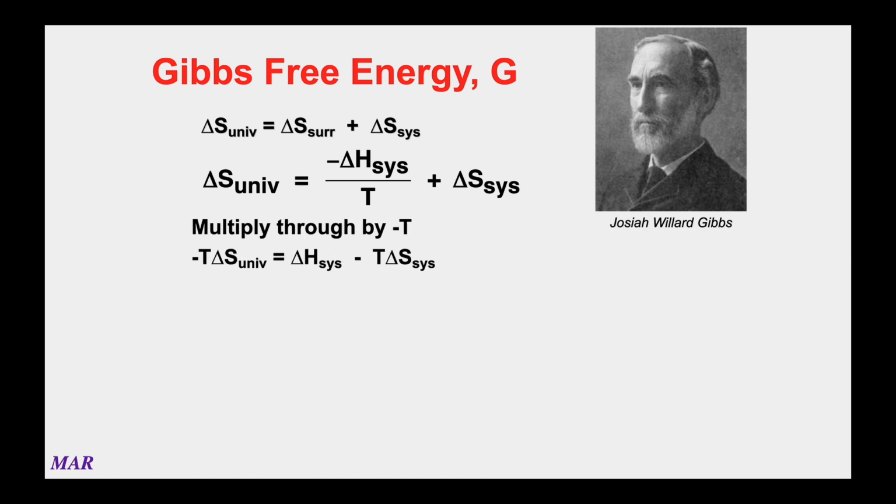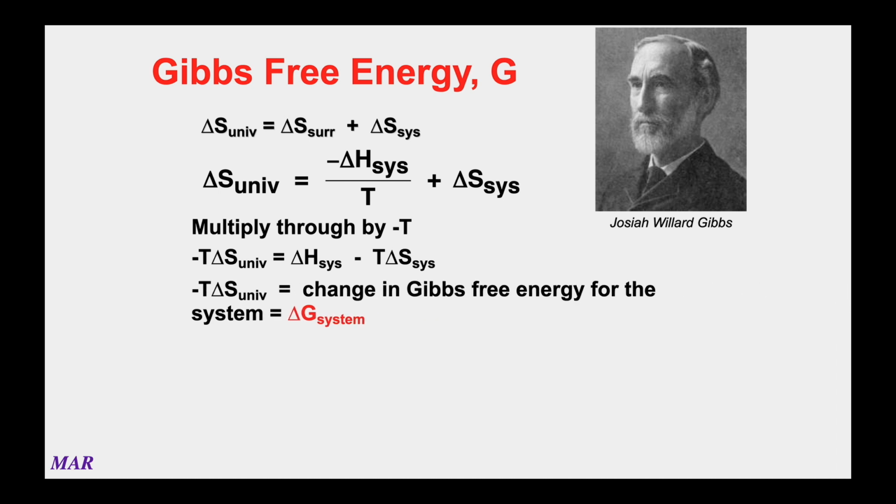So he multiplied everything through by negative T. When he did that, he got negative T times delta S of the universe equals delta H of the system by itself minus T delta S. That looked a little bit better. But people realized that negative T times delta S of the universe can be thought of as its own thermodynamic quantity. So eventually, negative T delta S of the universe equals another thermodynamic quantity called delta G of the system. Delta G is what they refer to as Gibbs free energy.